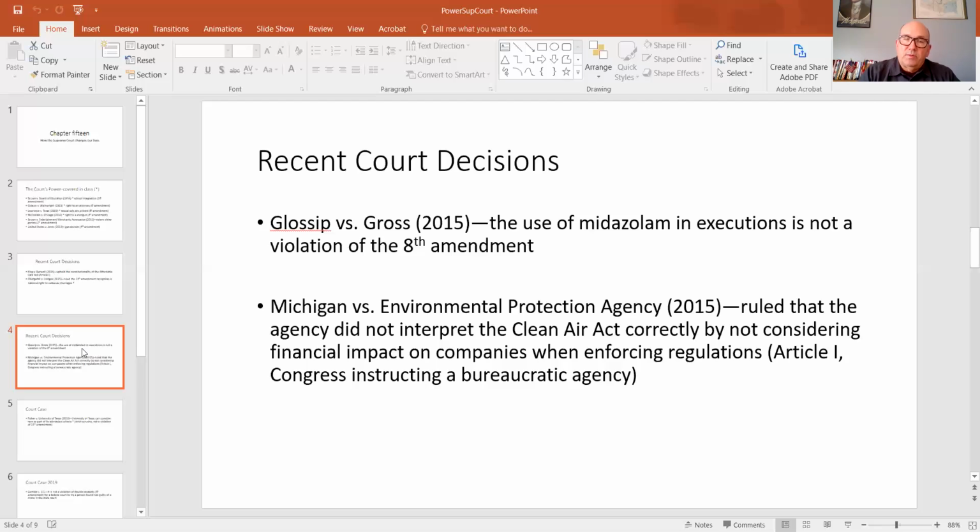And enough members of the Supreme Court interpreted that Congress can instruct a bureaucratic agency, that it is constitutional, it's protected as the power of Congress, that the Environmental Protection Agency needed to consider the financial impact when they were being instructed by Congress on how to enforce a regulation. That's the power of Congress, according to the Supreme Court. And again, we see the power there of the Supreme Court.